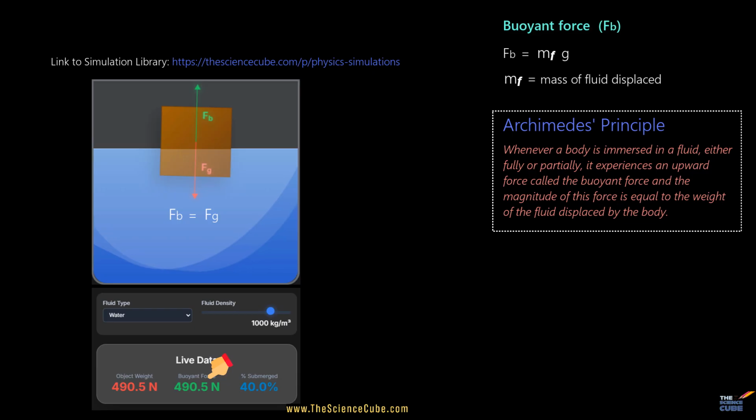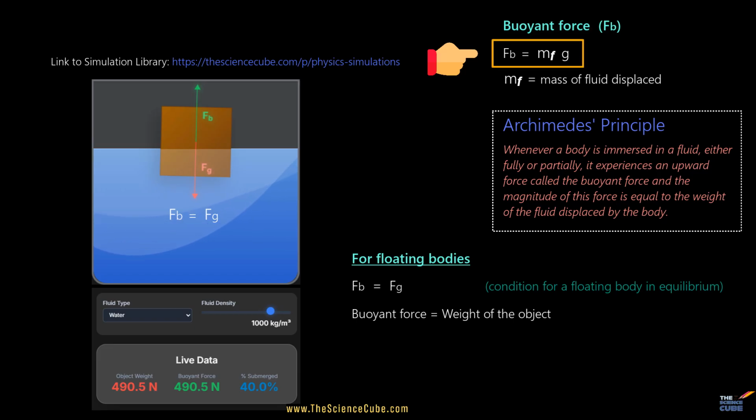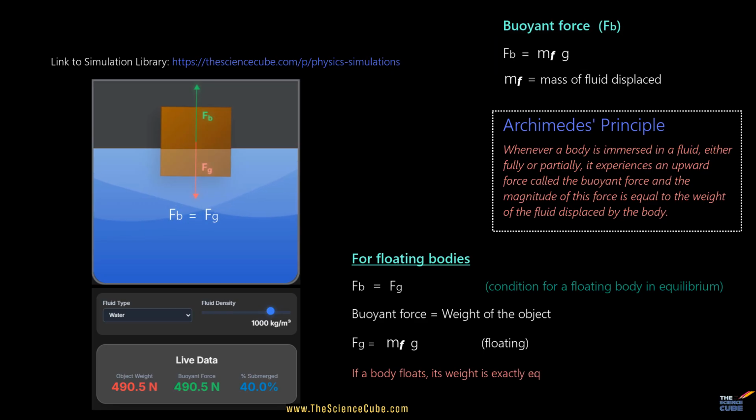So in general, whenever a body floats in a fluid, the buoyant force FB acting upward is always exactly equal in magnitude to the gravitational force Fg acting downward. Now, from Archimedes' principle, the buoyant force Fb is equal to the mass of the displaced fluid into g, and so at equilibrium, force of gravity on the block is equal to the mass of the displaced fluid into g. In other words, if a body floats, its weight is exactly equal to the weight of the fluid it displaces. And that's the golden rule in flotation.